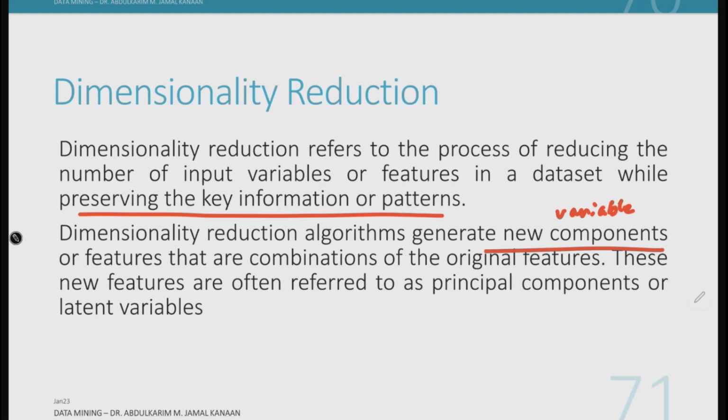These new components, as I said, you can think of them as features. They should preserve the key information from the original features you have inside your data set, and they are combinations of the original features. These new features are often referred to as principal components or latent variables. They call them latent variables or principal components.